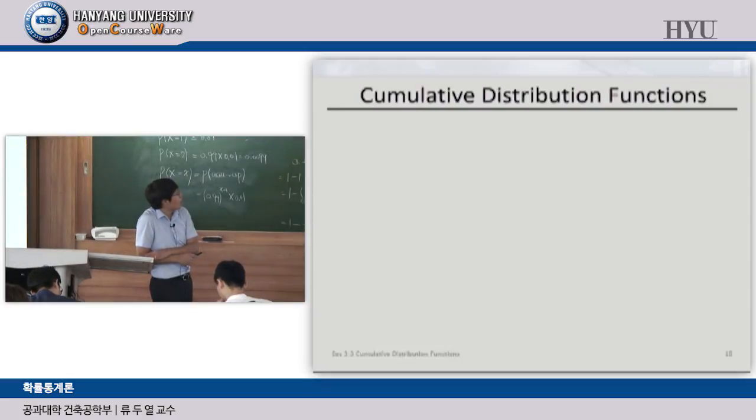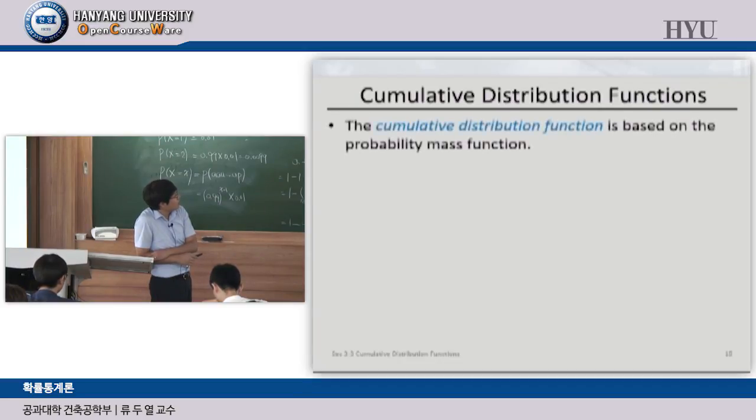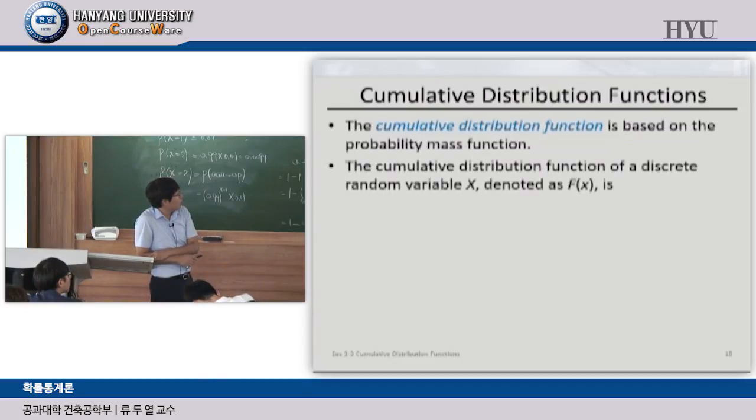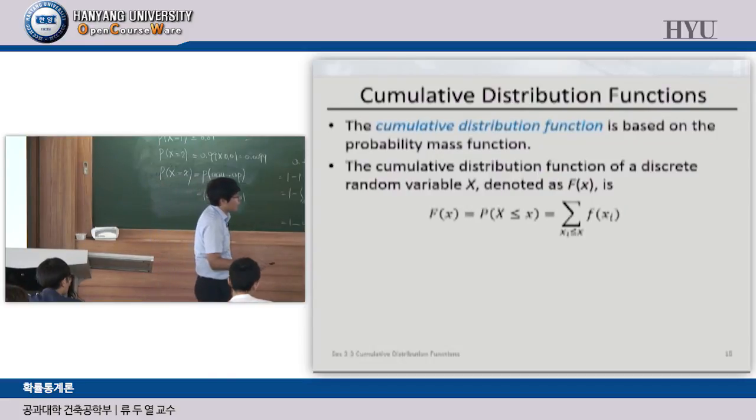So now we are going to learn about the cumulative distribution functions. The cumulative distribution function is based on the probability mass function. And the cumulative distribution function of a discrete random variable x is denoted as large F of x. That can be expressed by this equation.